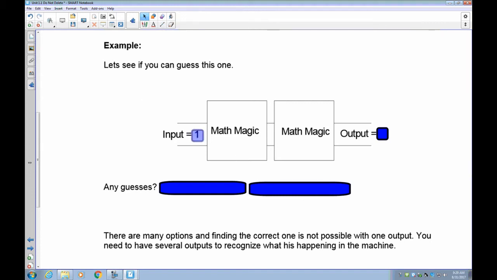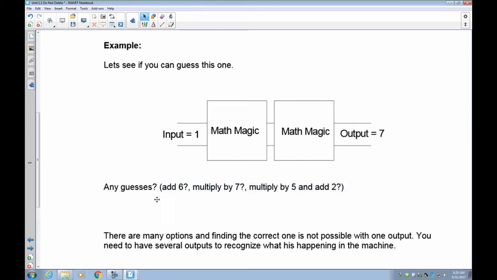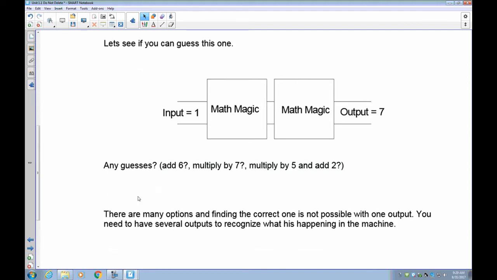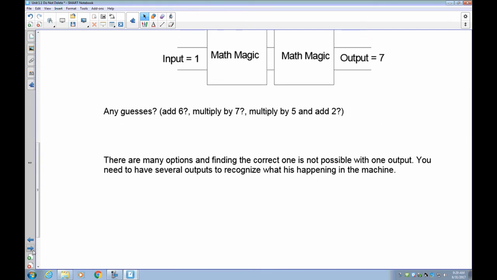Okay, so our input's 1. And our output's going to be 7. Okay, well we could add 6, or multiply by 7, or multiply by 5 and then add 2. We could multiply by 3 and then add 4. We could multiply by 10 and then subtract 3. There's lots of different possibilities, and there's no way you can figure out what it is from 1. So we have to go to the next example.